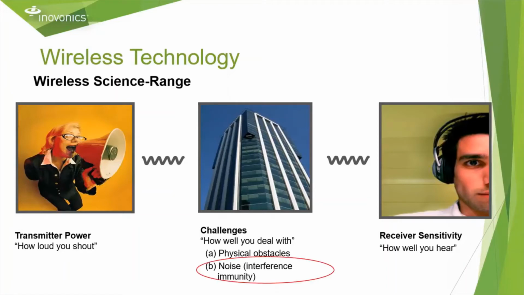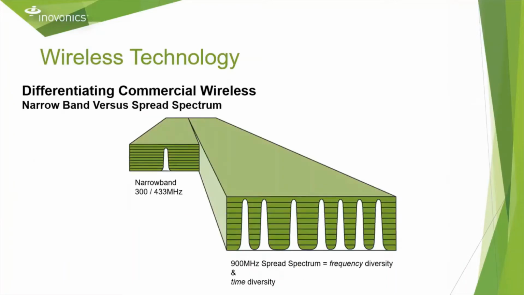Another challenge can be RF noise and interference. Commercial wireless allows us to operate on a spread spectrum as opposed to a narrow band. And when using frequency hopping spread spectrum, we are broadcasting simultaneously across multiple channels. This way, if there is some kind of RF noise causing interference on one channel, our signal is still able to communicate with its receiver through another.